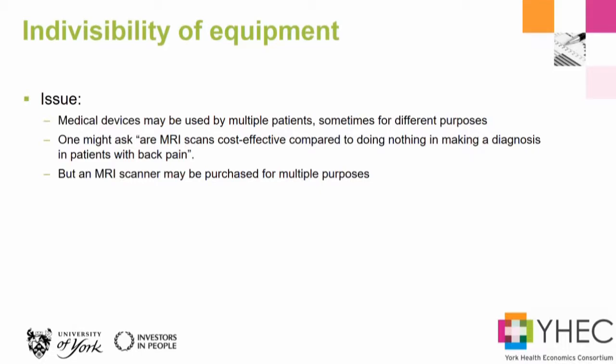The next issue that I'll consider relates to indivisibility of equipment. Unlike pharmaceuticals, which are used as tablets per patient, a medical device may be used by multiple patients, sometimes for different purposes. So one might ask if MRI scans are cost effective compared to doing nothing in making a diagnosis in patients with back pain. However, an MRI scanner could be purchased for multiple purposes and for use by multiple different patients. So how do we cost up these devices that are used by many patients?